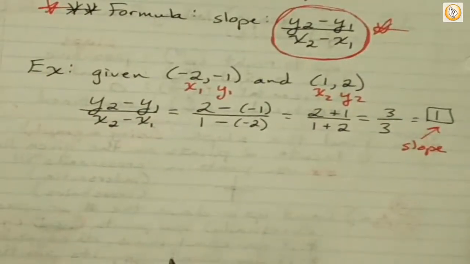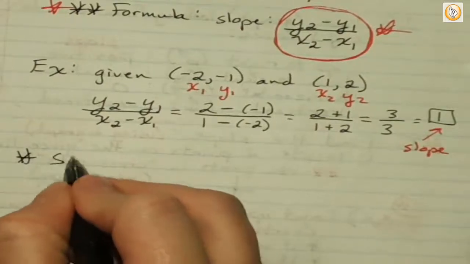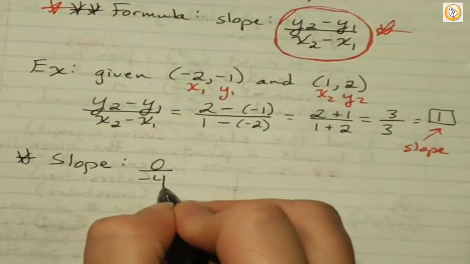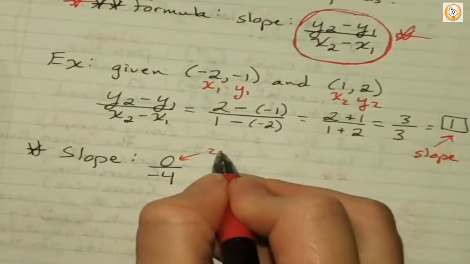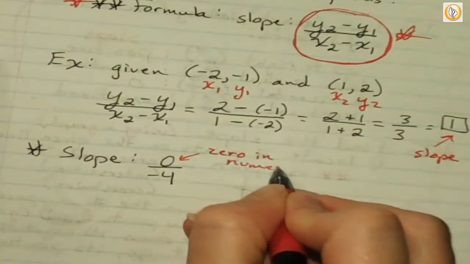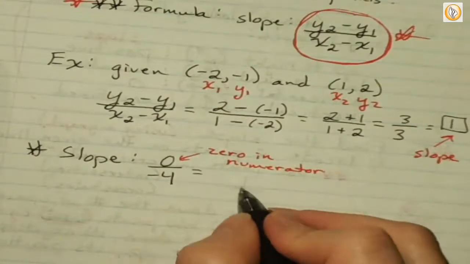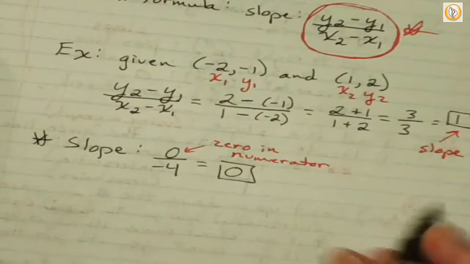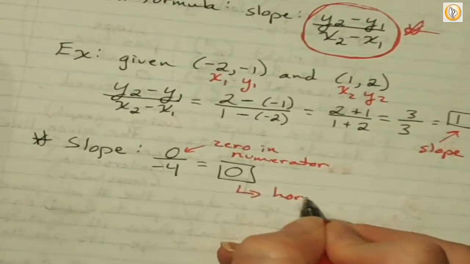If ever you get a slope that looks like this, if you have a 0 in the numerator, you can't divide, then the slope is 0. You can't divide 0 by anything. It's going to be a horizontal line.